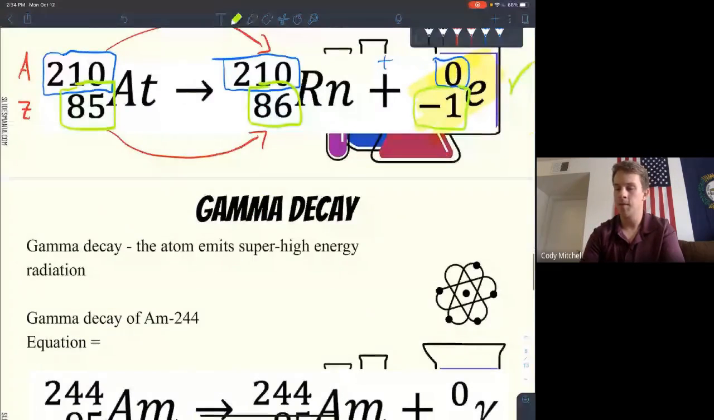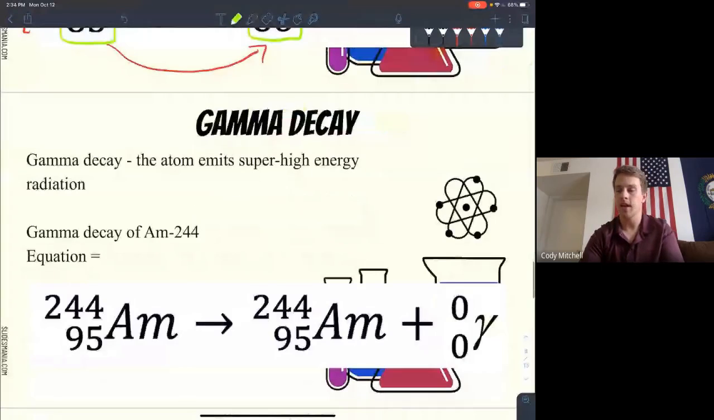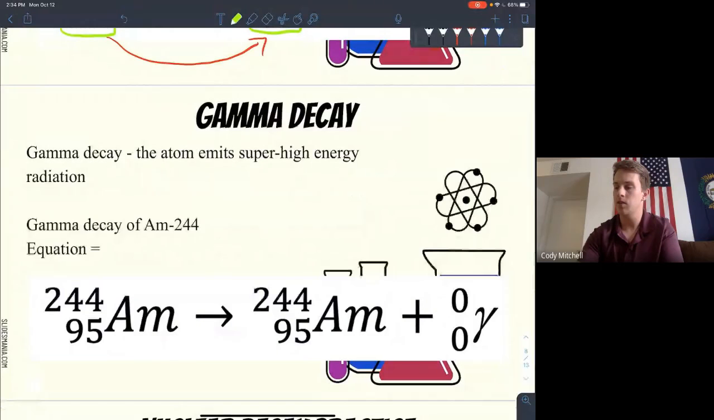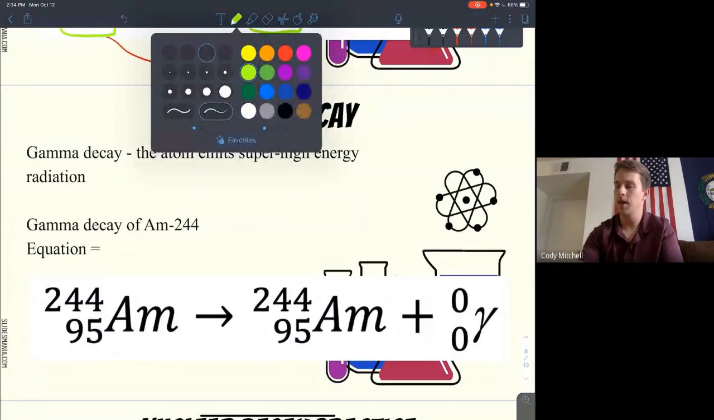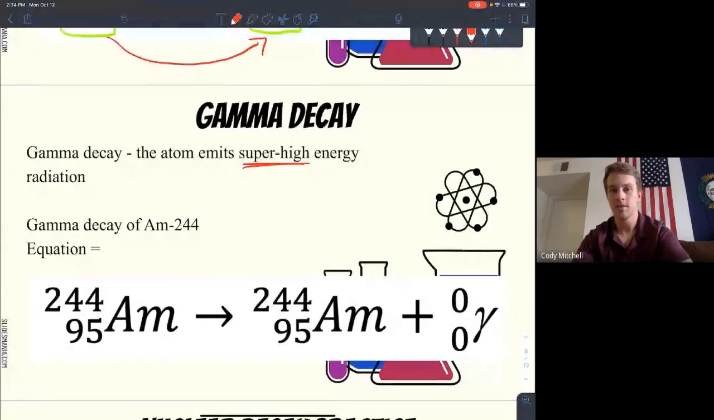Finally, gamma decay. In a gamma decay, the atom emits super high energy radiation. So you've probably heard of gamma radiation. If you like superheroes, the Hulk supposedly got Hulkish because he was exposed to a lot of gamma radiation. Now, it's not exactly how it works, but it's a clever idea. It is super high energy radiation, and that means it is not mass.